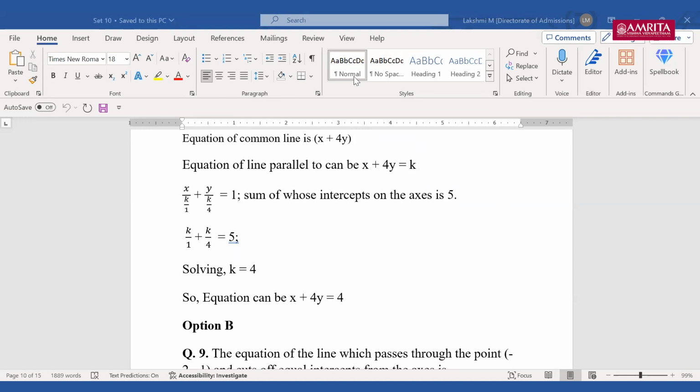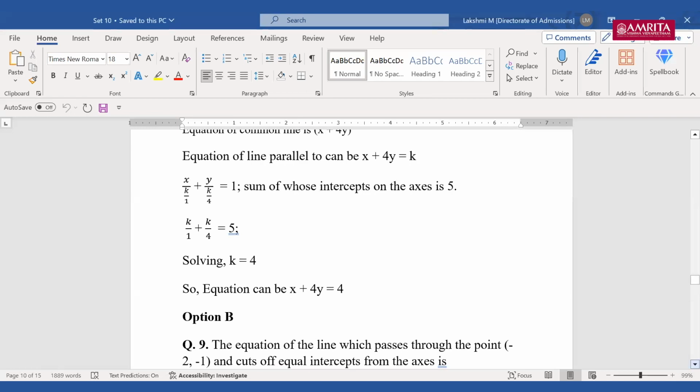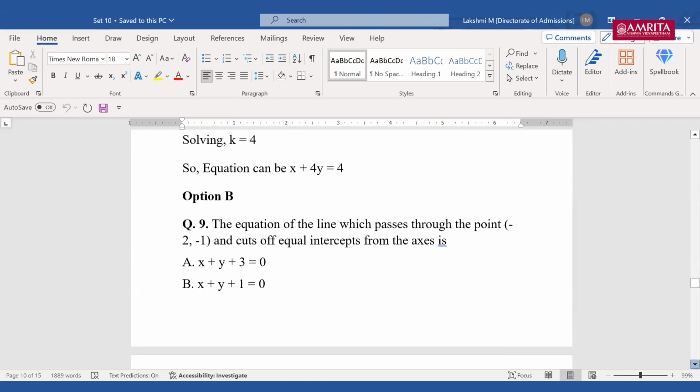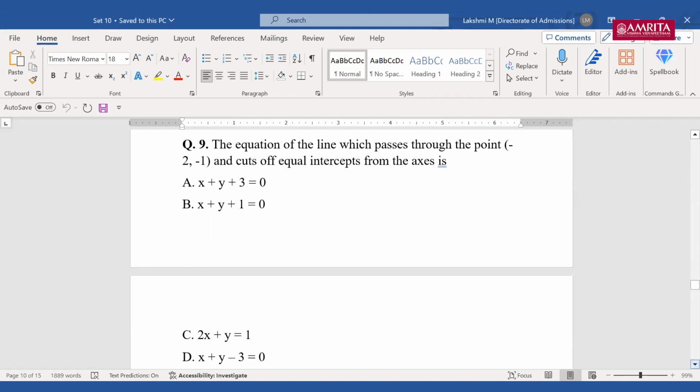Yes, I think most of you got a clear idea. And there are no further queries. And this is another question. I know some of the questions are really simple.